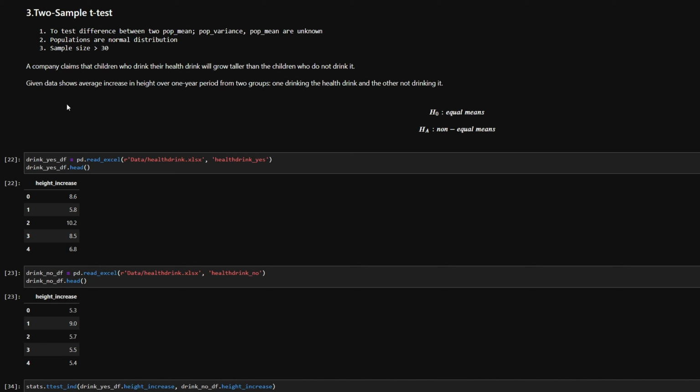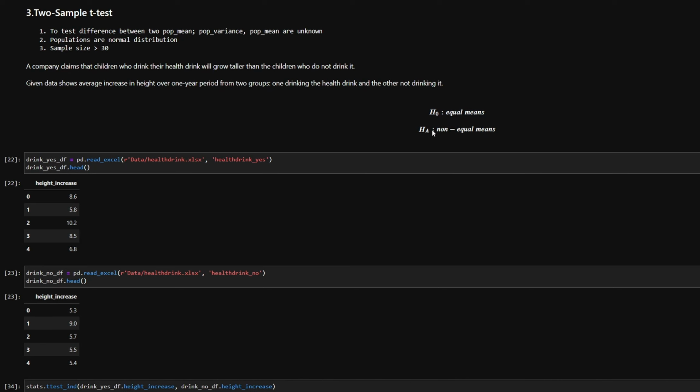Back to the example. So there's a company that claims that children who drink their health drink will grow taller than the children who do not drink it. Now we have some data where it shows the average increase in height over 1 year period from two groups. One is drinking the health drink and other is not. Since the word claim is coming up here, that means it's going to go into alternate hypothesis. That means that the two groups that we have, they won't have equal means, or in other words, they'll have non-equal means. Hence, the alternative hypothesis would be that they have non-equal means, and the null hypothesis would be the opposite of this one.